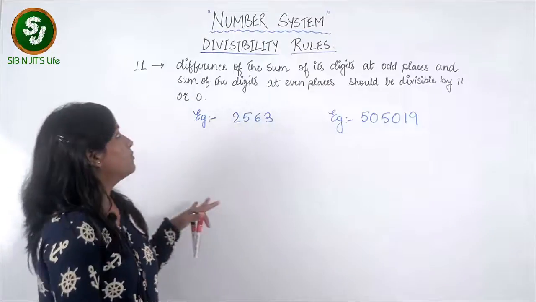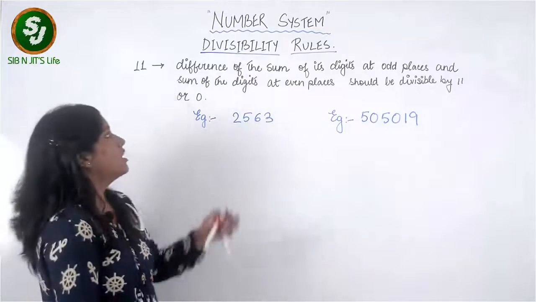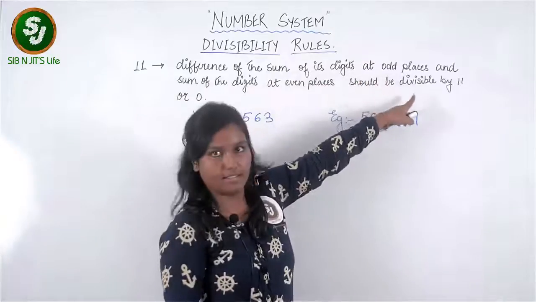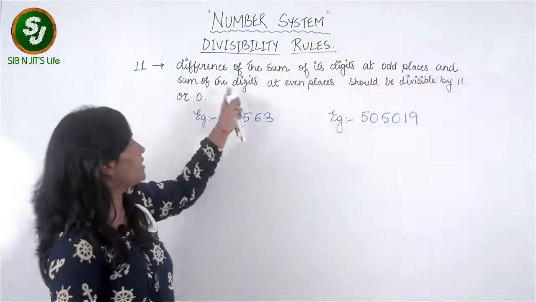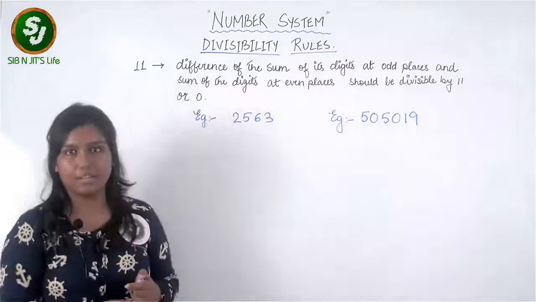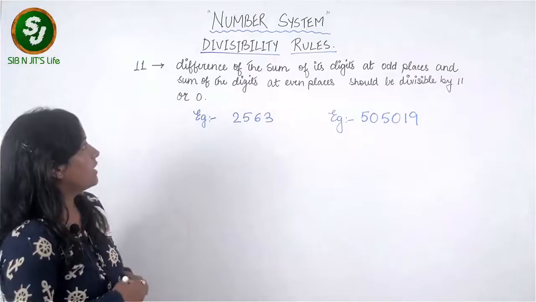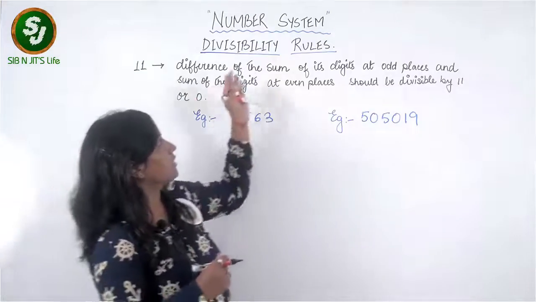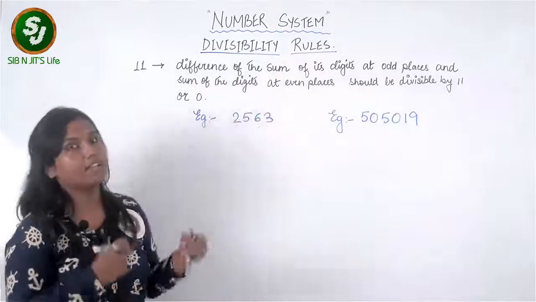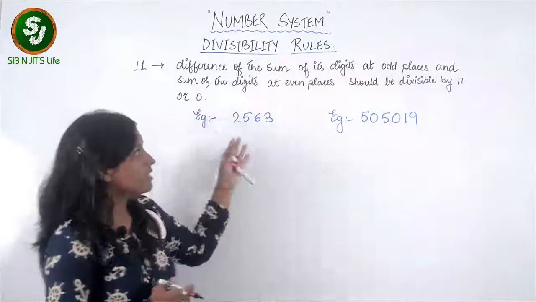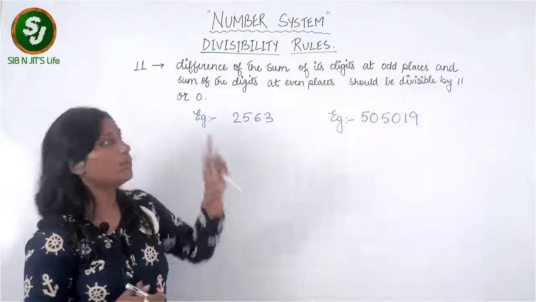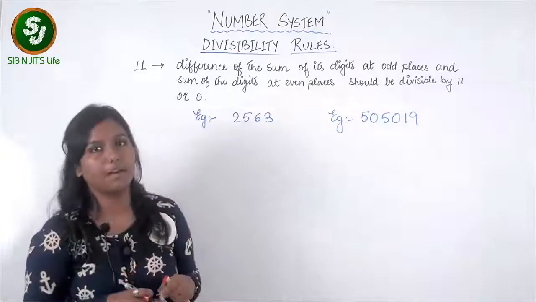Okay friends, now let's move to the case of 11. The rule here is that the difference of the sum of its digits at odd places and the sum of the digits at even places should be divisible by 11 or a 0. So what does this rule explain? First we have to find the sum of the digits at the odd places, then the even places, and then take the difference. If the difference is divisible by 11 or it is a 0, then only the number as a whole will be divisible by 11.